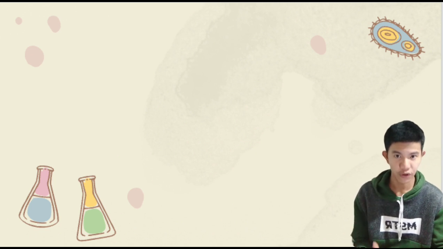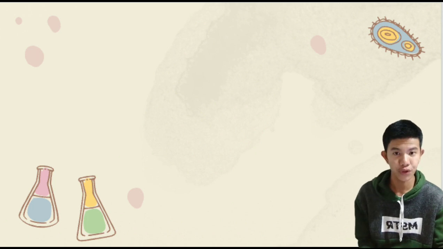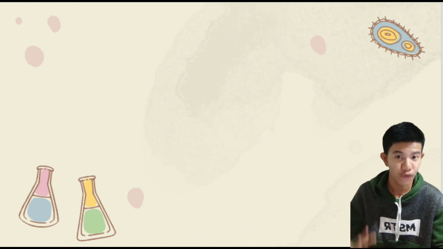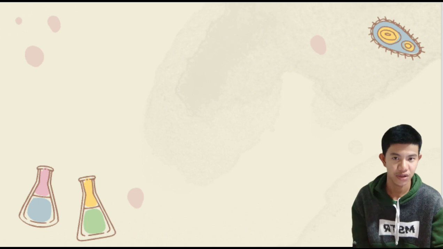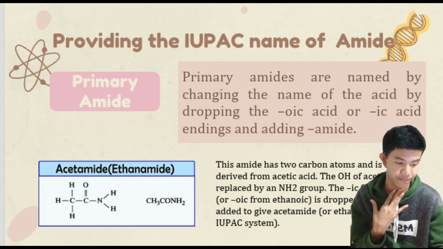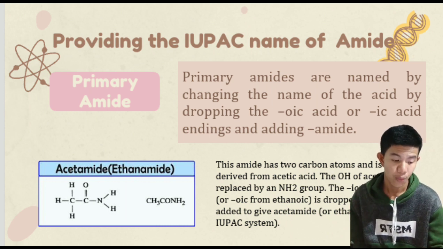As you can see, formic acid ends with the -ic acid. Therefore, you need to remove the -ic acid and replace it with the suffix -amide to form formamide. The naming of amides in IUPAC is categorized into three: primary, secondary, and tertiary. Primary amides are named by changing the name of the acid by dropping the -ic or -oic ending. The carbonyl is given the number location 1.